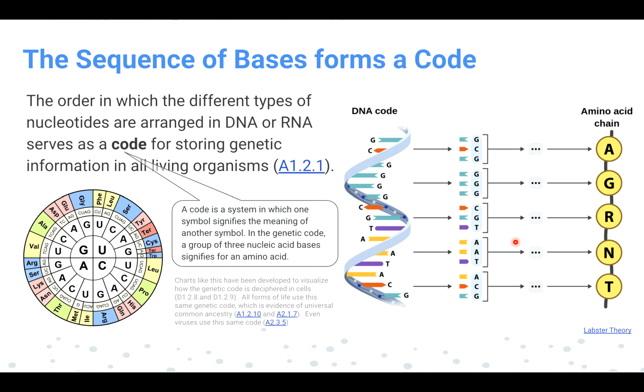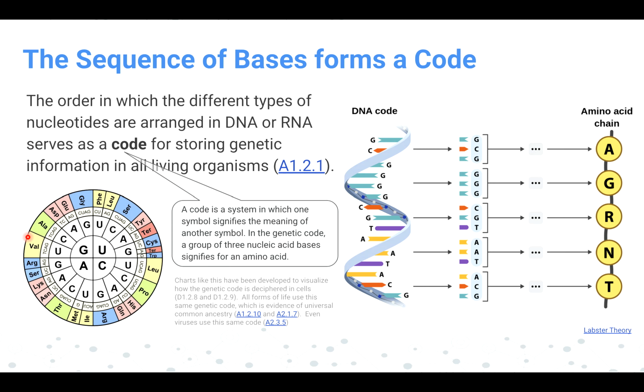I was talking about the code, if you remember, in the mRNA molecule. The order in which the different types of nucleotides are arranged in DNA or RNA serves as a code for storing information for the living organism. A code is a system in which one symbol signifies the meaning of another symbol. Like the genetic code is a group of 3 nucleotide bases which codes for a specific amino acid.